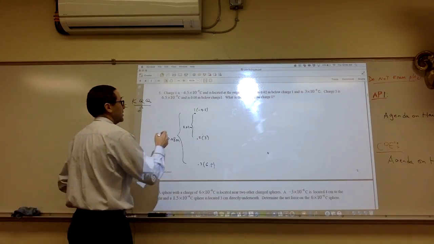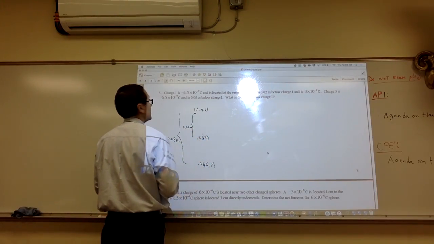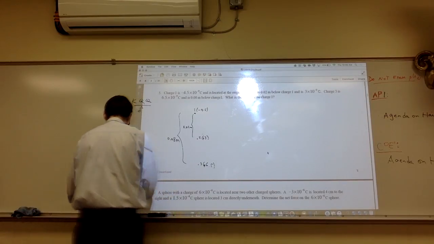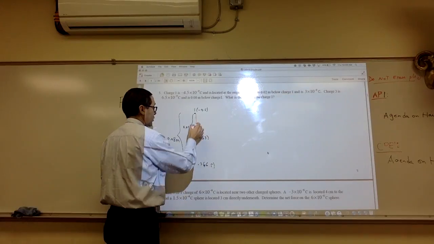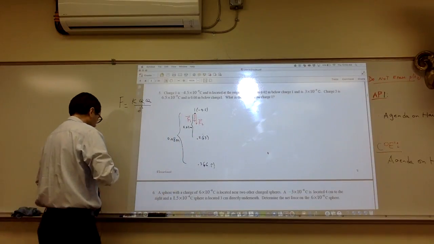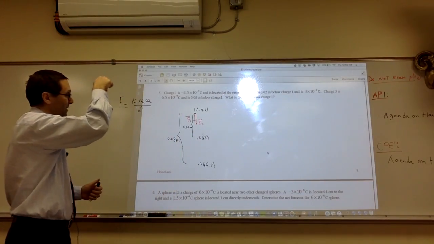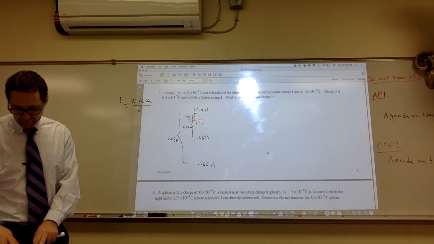Well, let's see what's happening here. So this is a positive charge, this is a positive charge. It's going to be attracted by charge 2, but it's also going to be attracted by charge 3. So the net force will be pointing down, and it's going to be the sum of those two forces.